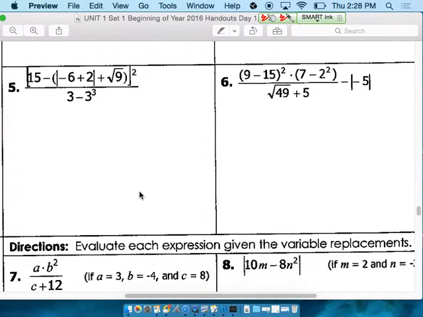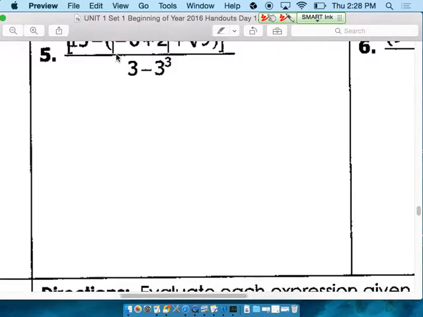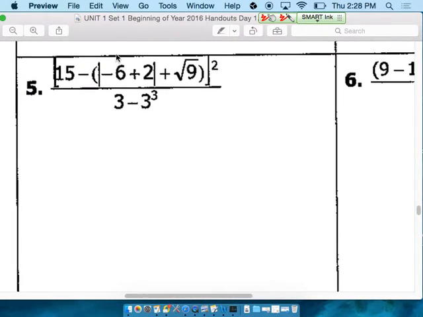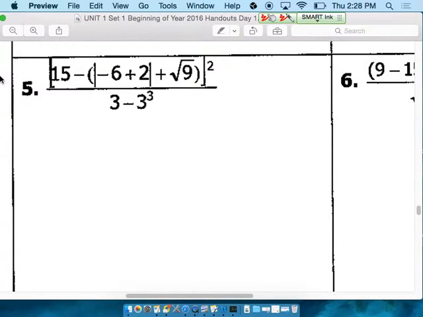And I'll give you the answer for number 6. Number 6 is simply 4. And now let's work through number 5 together on the video. So I have a lot of steps in number 5 and a lot of clutter in this problem. So the first thing to do is to make sure that you understand where the grouping symbols are.